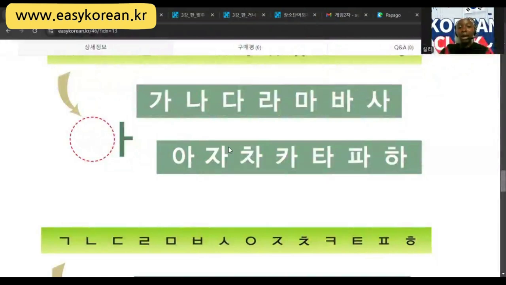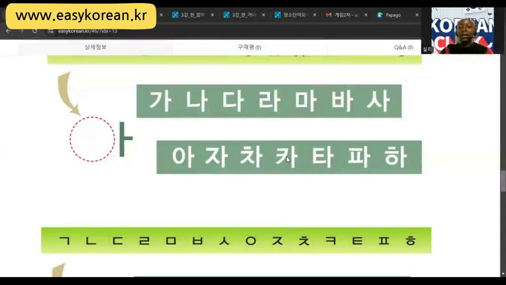And then we have the jieut. Jieut and a gives us ja. And we have the chieut. Chieut and a gives us cha. And this is kieuk. Kieuk and a gives us ka.